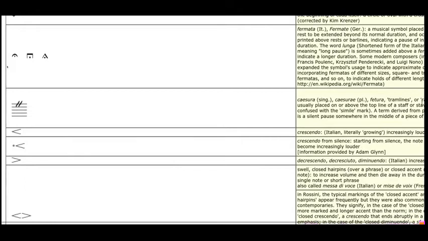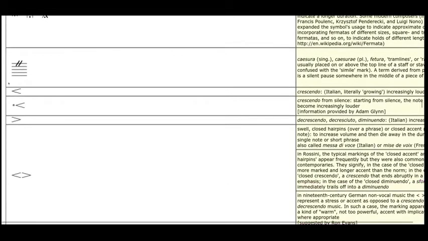Fermatas, I bet you didn't realize there was 3 different ways that can look. We're used to seeing the first one. Generally speaking, in modern American music, you're only going to see the first one, but the second 2 mean the same thing.